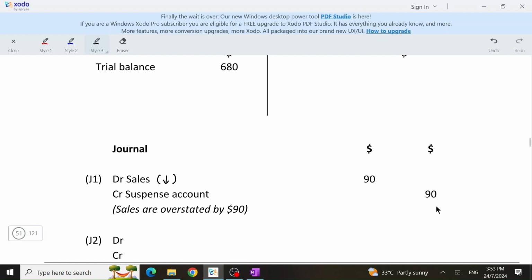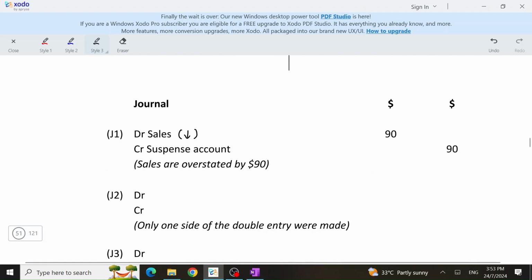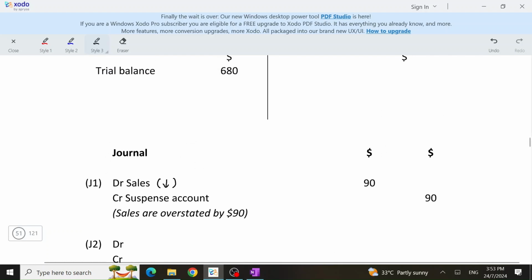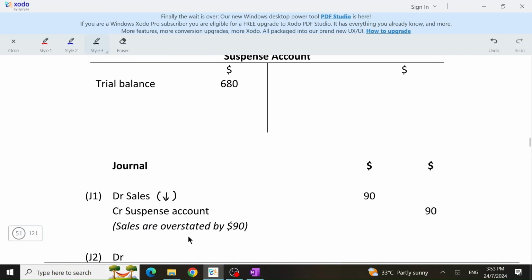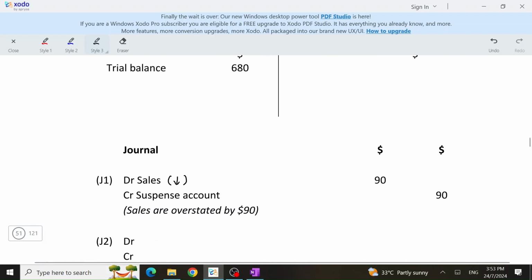Alright. Now, you're going to complete everything, then you transfer to suspense. Okay, we complete all the journals. Then you put the narrative. Sales are overstated by 90. That's why I reduce sales by 90. Okay, explain a little bit. Now, for your information, the narrative is not fixed. There is no fixed format. As long as you can make the user understand what you are doing, then it is good enough.